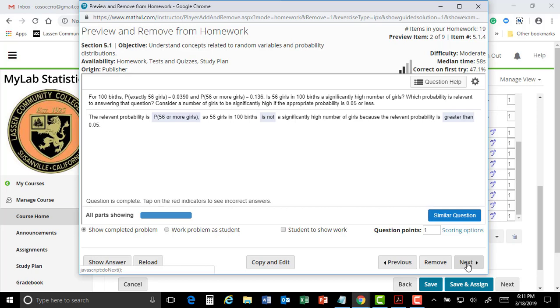Okay. It says, is 56 girls in 100 births a significantly high number? Right off the bat, you could probably say probably not, because this is pretty close to 50%. 50% is a random task. Except that's not really how it happens. It's like 51 to 49, but that's okay. All right, I guess, is that it? Is that too easy?